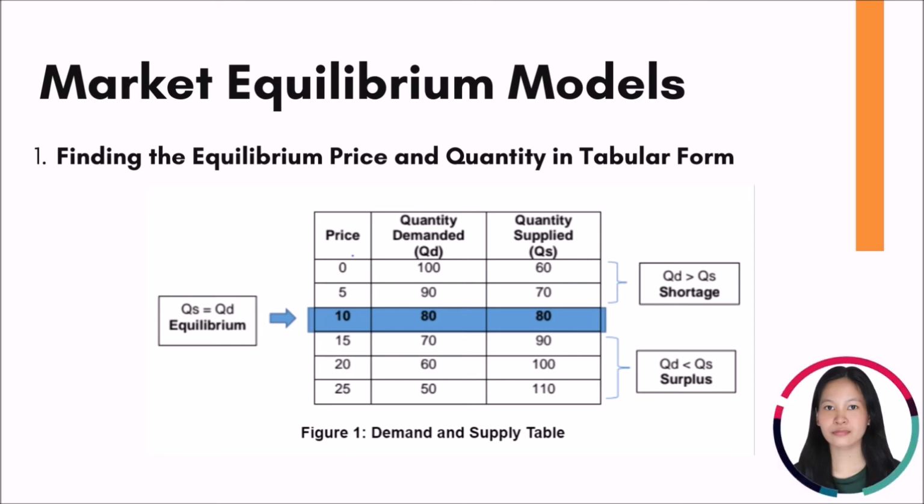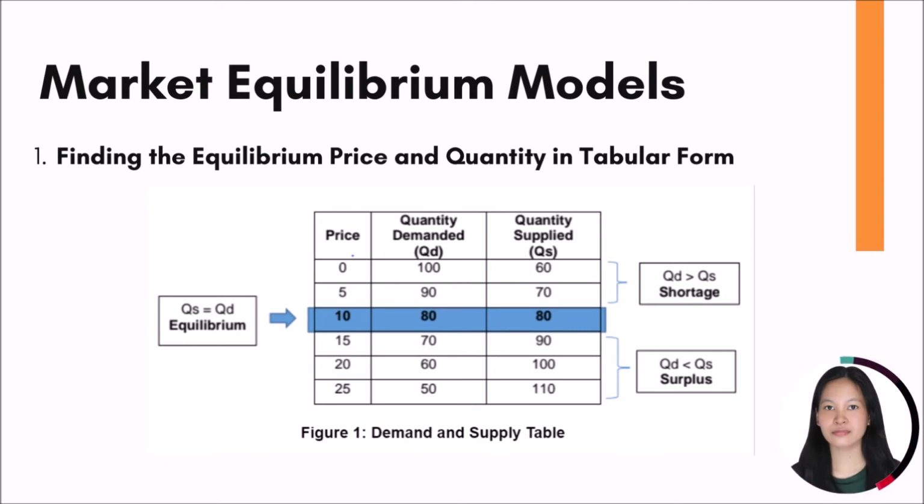As you can see from the table, market equilibrium is at price 10, where quantity demanded is equal to quantity supplied of 80. Price 10 is called the equilibrium price, or PE, while quantity 80 is called the equilibrium quantity, or QE. Additionally, there are two problems faced by the market when market equilibrium is not present.